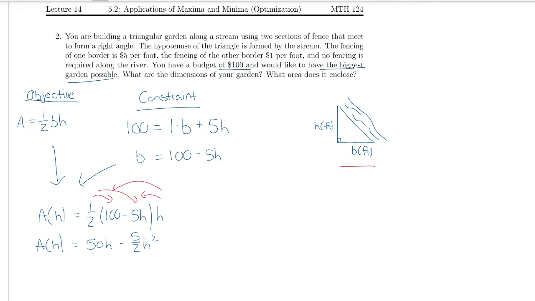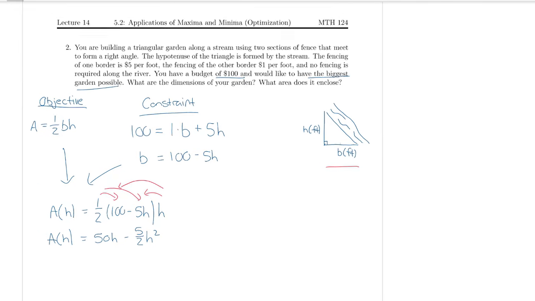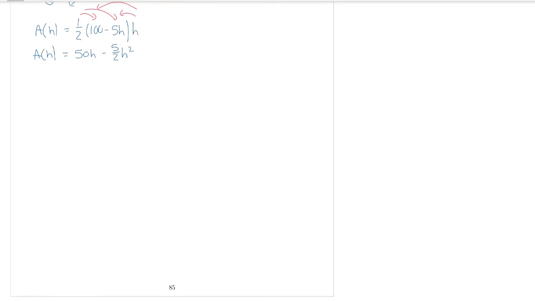So hopefully you're starting to get a feel for the general pattern of finding the objective function and the constraint, and solving that objective function for just one variable. Alright, let's set up the other ones and then we can come back.